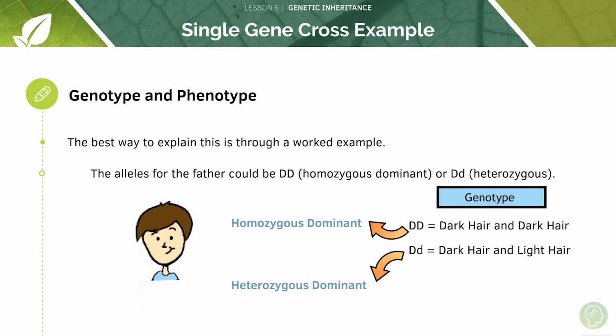Homozygous dominant or heterozygous dominant. And remember I said homo is for when both alleles are the same, hetero is for when the alleles are different.